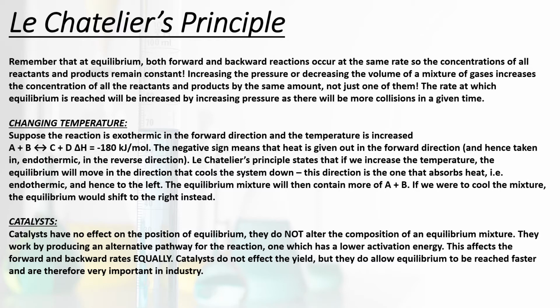Now, increasing the pressure or decreasing the volume of a mixture of gases, like we saw on the previous slide, increases the concentration of all the reactants and products by the same amount, not just one of them. And so the rate at which equilibrium is reached will be increased by increasing pressure, because there will be more collisions in a given time. So this goes back to our thinking about kinetics: if I increase the pressure of a reaction, I'm going to make that reaction happen more quickly, because now I have more molecules in a given volume, and so they're more likely to collide successfully to produce the products.